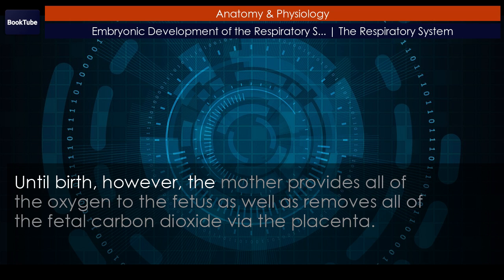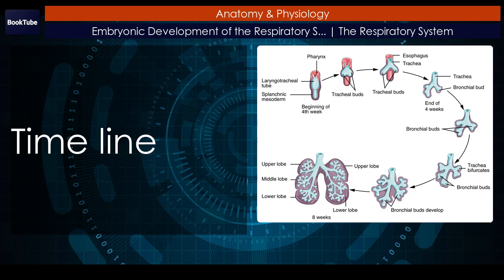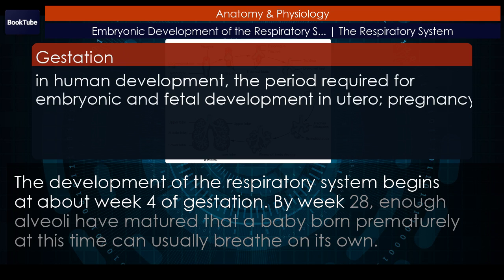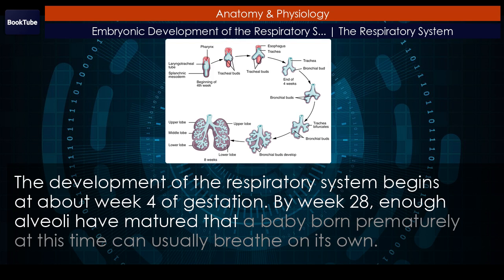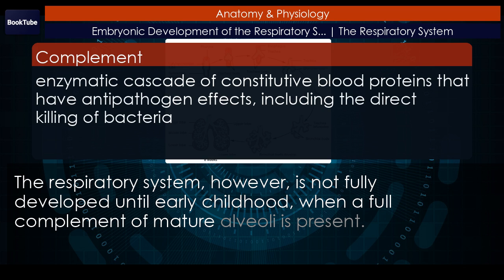Until birth, however, the mother provides all of the oxygen to the fetus as well as removes all of the fetal carbon dioxide via the placenta. Timeline. The development of the respiratory system begins at about week 4 of gestation. By week 28, enough alveoli have matured that a baby born prematurely at this time can usually breathe on its own. The respiratory system, however, is not fully developed until early childhood, when a full complement of mature alveoli is present.